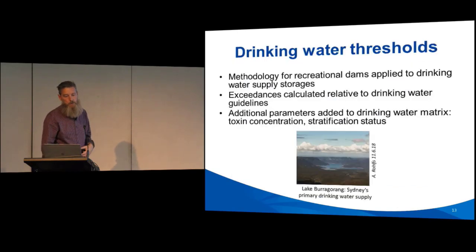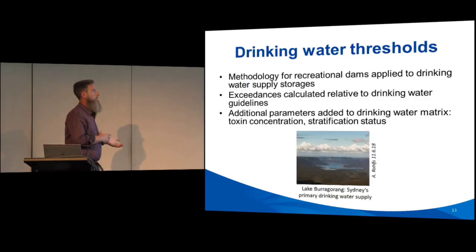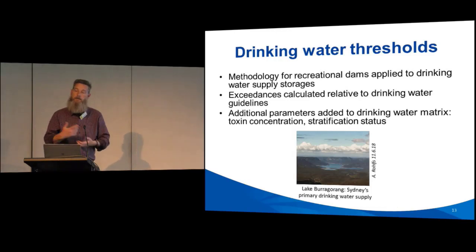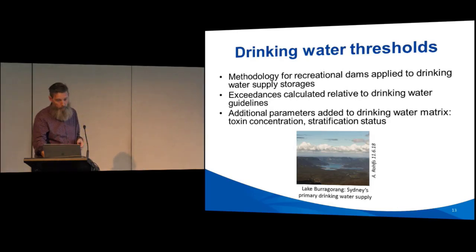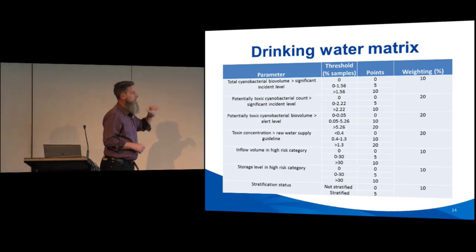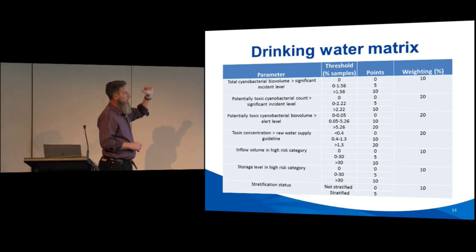So then we tried to apply a similar methodology over to the drinking water systems, knowing full well that we had a lot more data to verify the methodology. Similar approach, exceedances were calculated relative to the drinking water guidelines, toxin concentration, and in case of the metropolitan storages, we had very good stratification data. In some of the rural dams, we had that, others we didn't. So it was a debate about whether or not to include that. And from the back end of that, we ended up with, I guess, a similar rating, a similar threshold level running down the system.